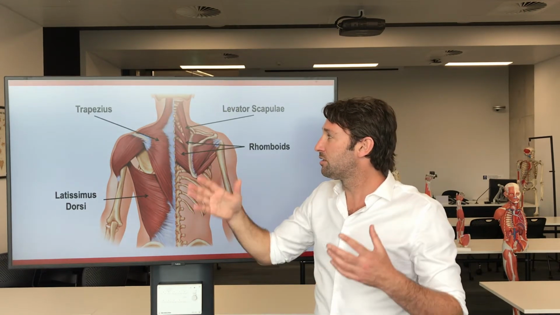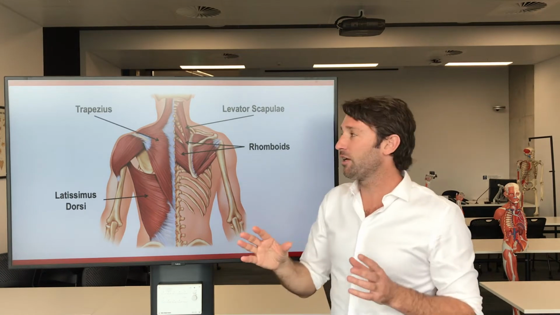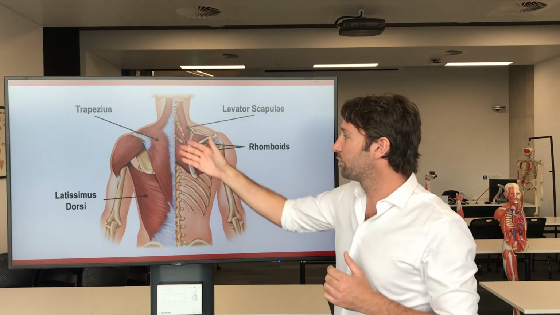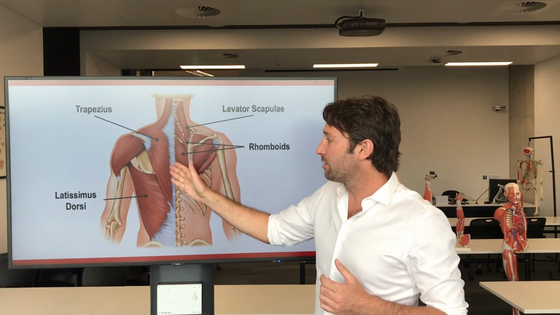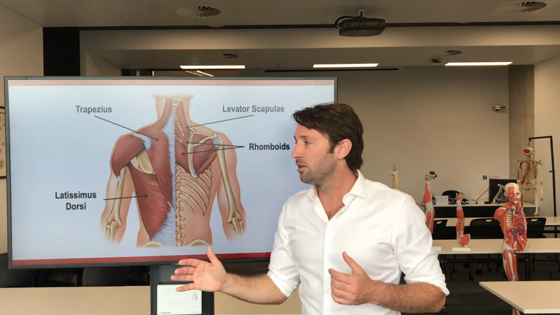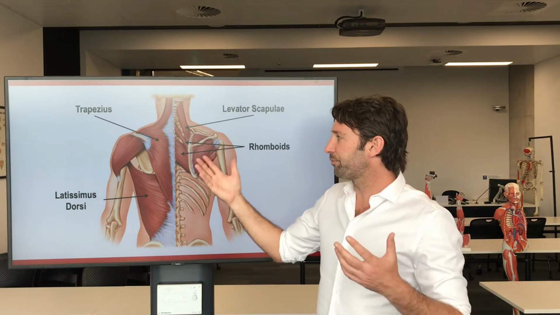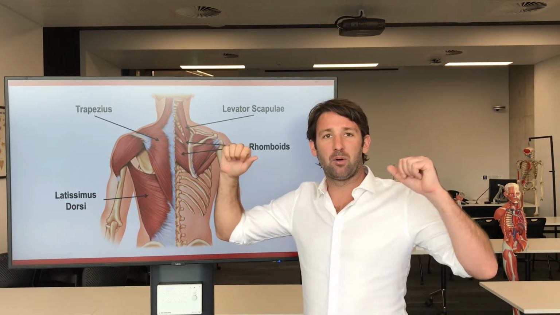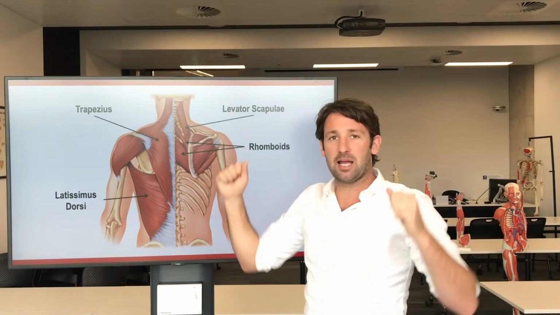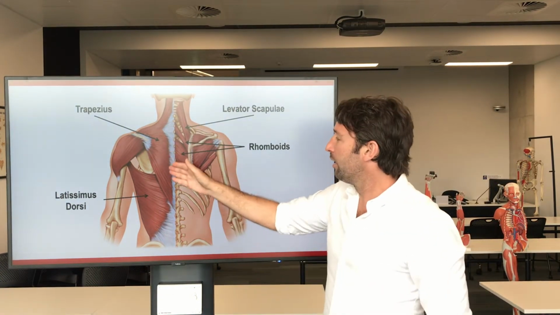So trapezius, a number of different moves will activate this. Any type of row, whilst it's not the agonist of retraction, it'll still work during any kind of retraction. And to get the downward fibers activated, you might do something like the chin up. Chin up might work to draw that scapula back into depression.